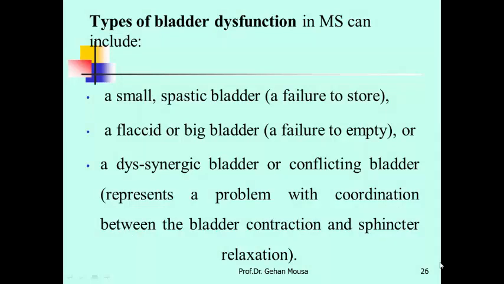So, bladder dysfunction and disturbance in MS may occur in one of the following forms. It may be a spastic bladder, small in size, with failure to store urine within the bladder, resulting in incontinence. Or the bladder may be big in size due to flaccidity, resulting in difficulty to empty as a result of flaccidity, and called hypoactive bladder.